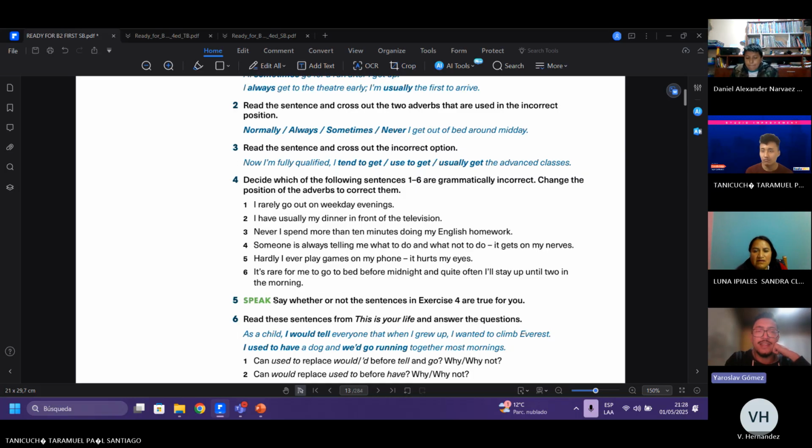Some sentences are true for me. For example, number 6: it is rare for me to go to bed before midnight. I usually practice my instrument. All right. I rarely go out on weekday evenings. I usually stay at home evenings. Yes, evenings. All right. Okay.